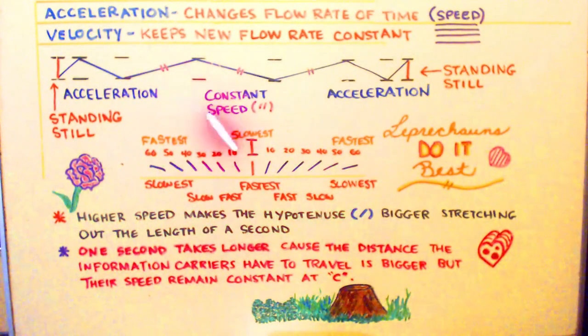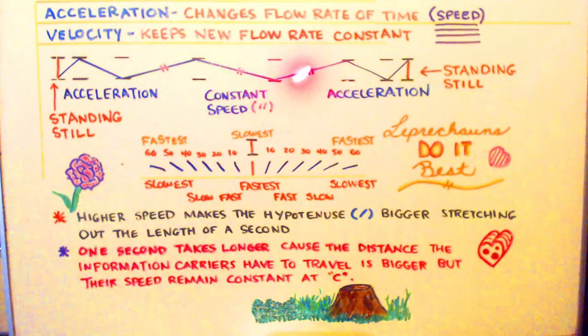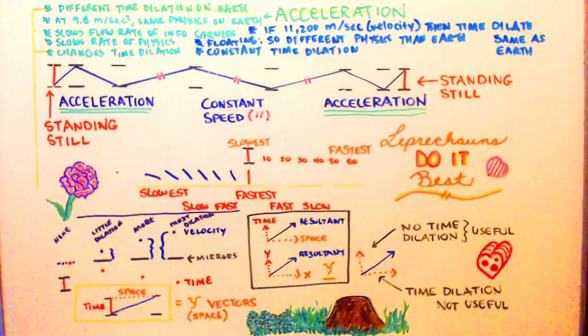To do physics. The higher speed makes the hypotenuse bigger, stretching out the length or time that a second takes. But you can see when you're not accelerating, you're not changing anything. Everything goes back: constant speed, constant time dilation. Acceleration, accelerated time dilation. Now this is an analogy, so it's not all true, it's just similar.